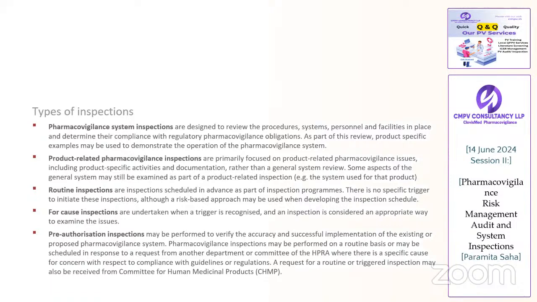Pre-authorization inspections are basically to verify the accuracy and successful implementation of existing commitments. Like, a prior inspection has already happened, and it projected a different agenda and findings. So again, there will be a revised pre-authorization inspection to check that it has been done and completed. So, types of inspection as per the regulatory authorities.